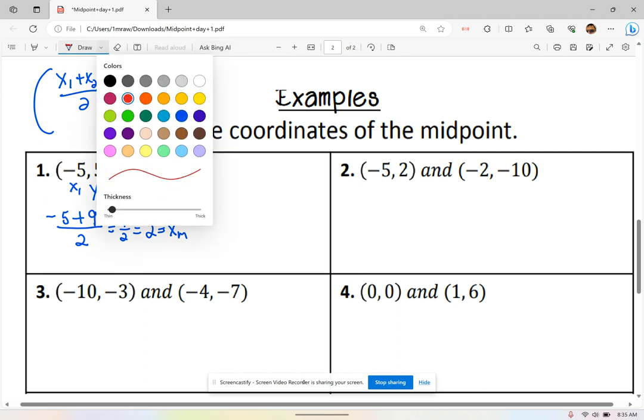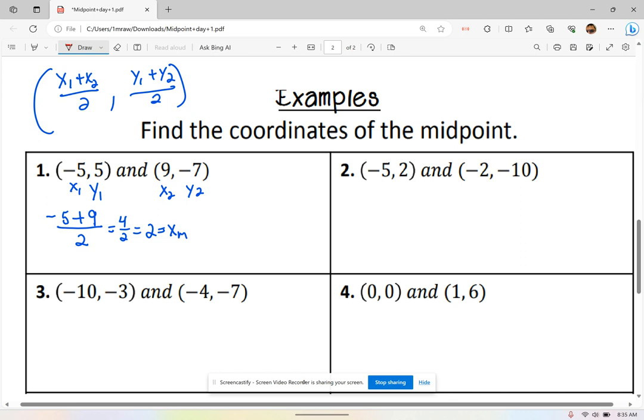Now let's do our y values. So y1, which is 5, plus y2, which is -7 over 2, and that's a -7, okay? Now notice I'm adding -7, so this is going to give me -2 over 2, which is going to give me -1. So -1 is going to be my y value of the midpoint, or y sub m.